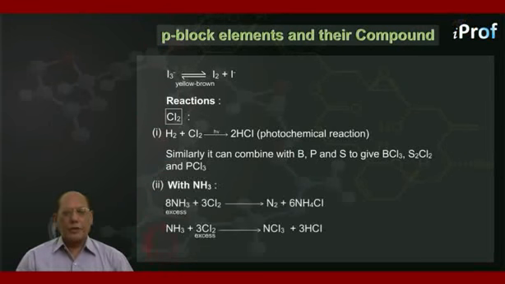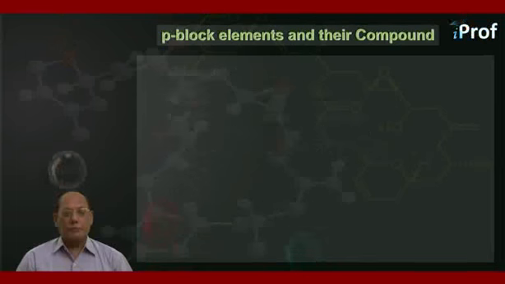Well, next reaction is with ammonia. There are two reactions with it. In the first one, 8NH3, it is to be taken in excess, plus 3Cl2, we get N2 plus 6NH4Cl. In the second case, chlorine is to be taken in excess. The reaction is NH3 plus 3Cl2. The products are NCl3 plus 3HCl.